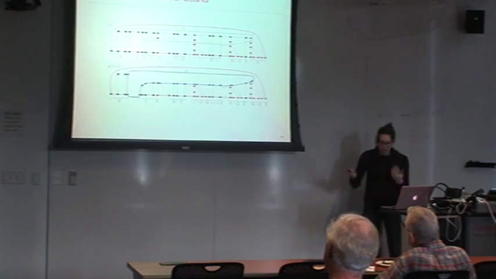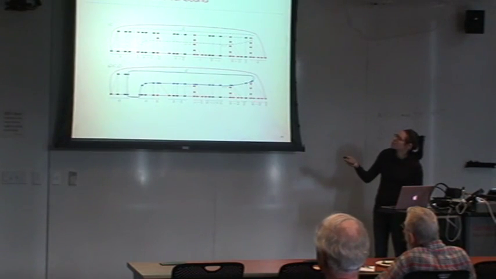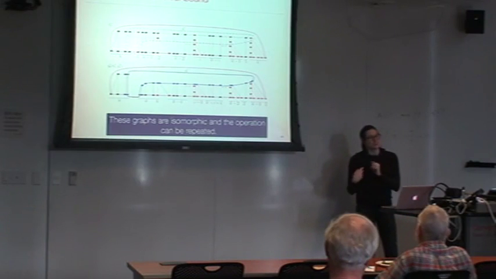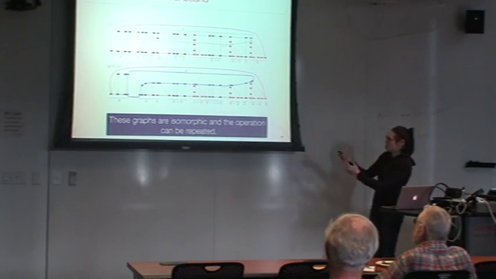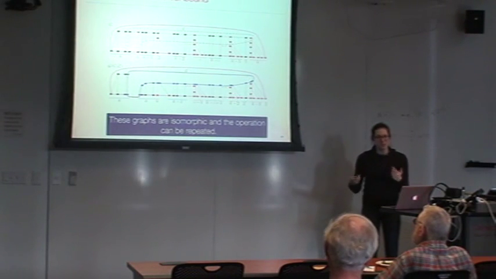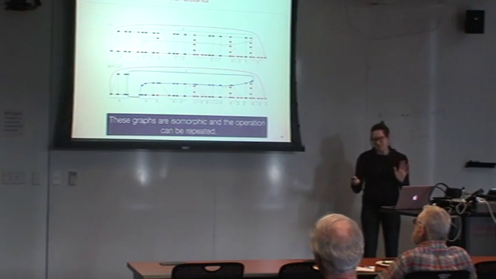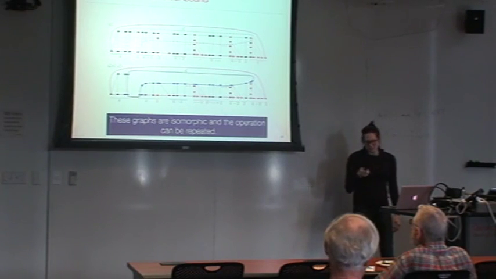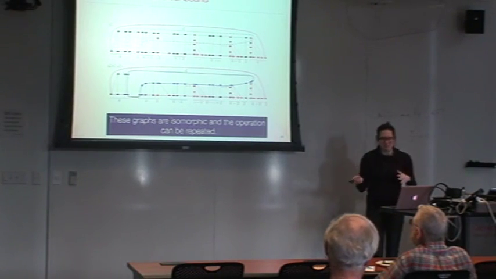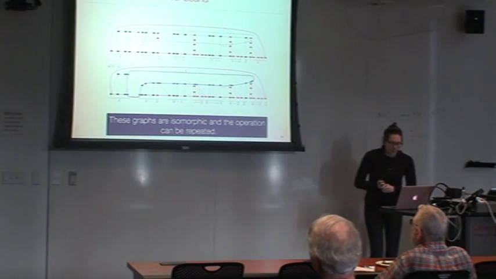If we do this and we perform the operation, this is the resulting graph. And if you look at it for 20 minutes, I can tell you that these graphs are isomorphic. So that means that it's basically the same graph, and you could repeat this operation ad infinitum and incur the square root n each time. I'm not going to prove it, it just takes going through with a piece of paper and a pencil for a few minutes and looking at it.